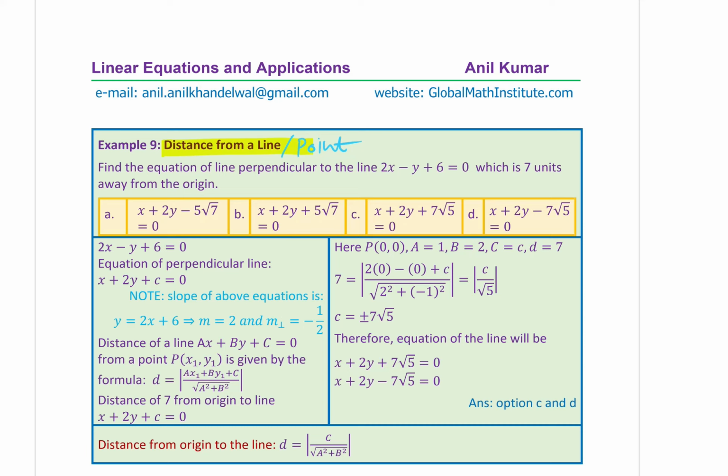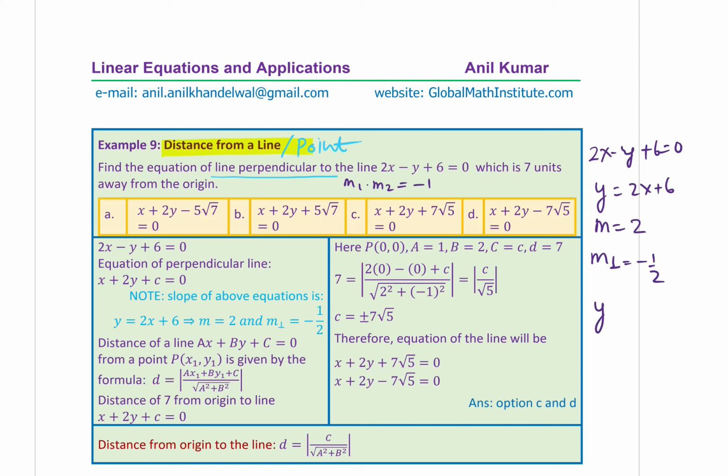The first part is to find the equation of a perpendicular line. When I say perpendicular, what does that mean? If the lines are perpendicular, then the two slopes m1 and m2, when multiplied, will be -1, or you can say the slopes are negative reciprocals. So one approach is to write the equation 2x - y + 6 = 0 as y = 2x + 6, taking y to the other side. So we know this slope is 2, which means the perpendicular slope will be negative half.